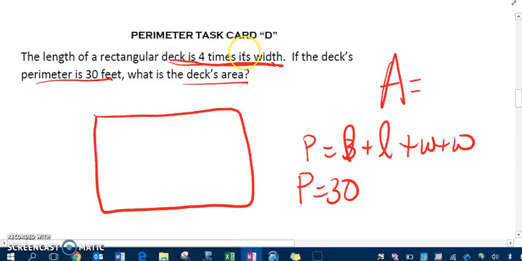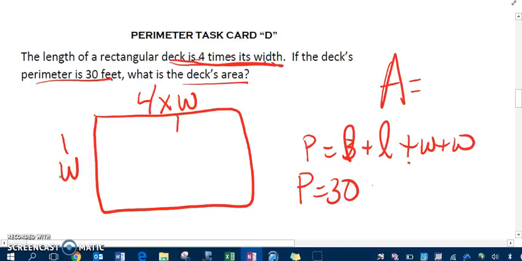Well, we don't know how wide it is because it didn't tell us, so let's put a variable. But we know the deck is 4 times as long as it is wide. Or 4 times its width is how long it is. So now, this is one of those situations where I need to guess and check. So let's try 1 times 1.